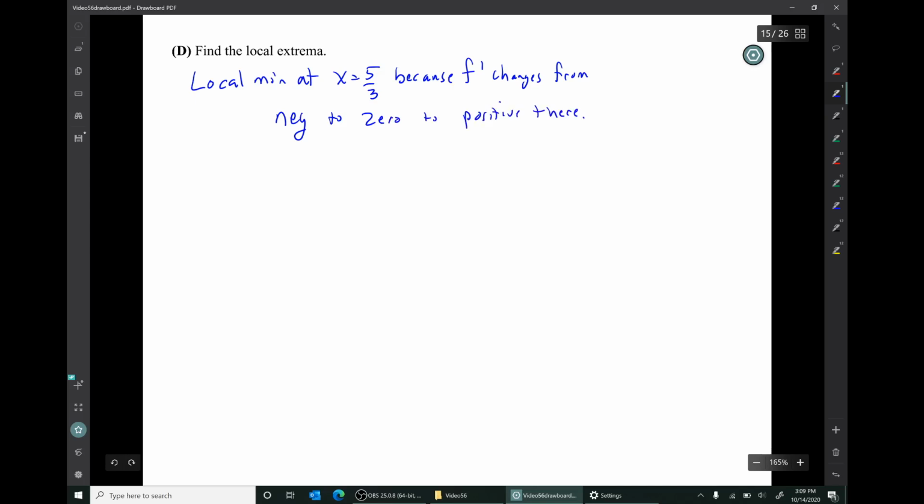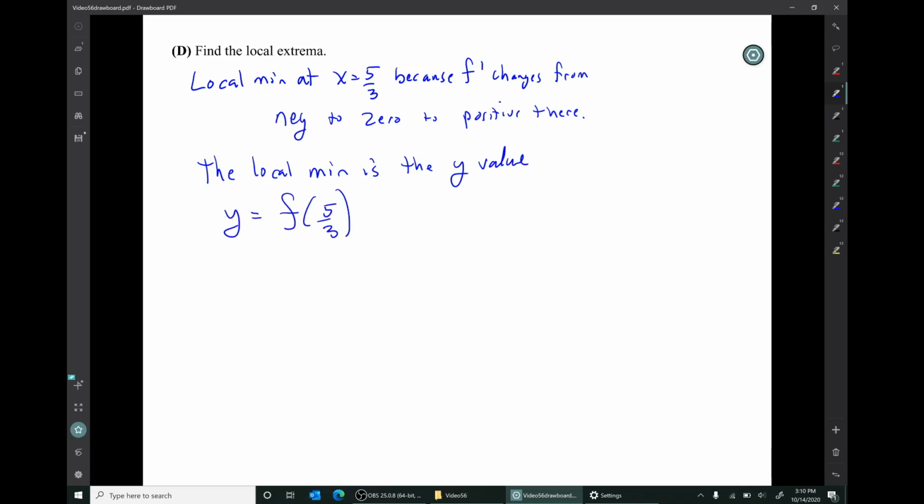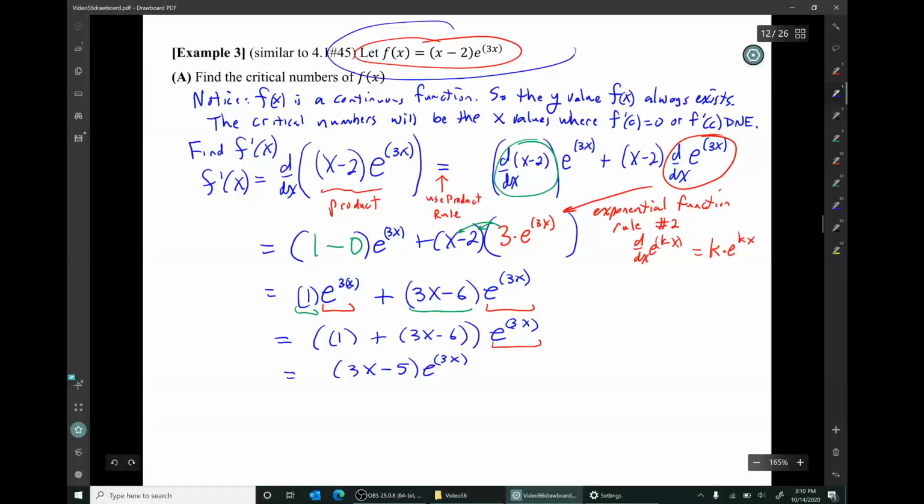Now the question, though, was not to find where the extrema occur, but to actually find the extrema. So we have to find the value of that min. We have to find the y value. So it's denoted by this symbol, f parentheses 5/3. Now for that I have to substitute 5/3 into the original function, f of x. Now remember what that is. The original function was this, parentheses x minus 2 times e to the 3x.